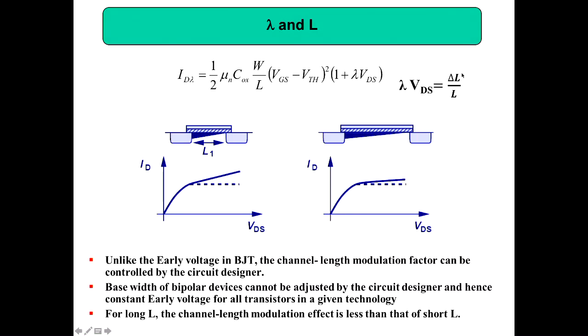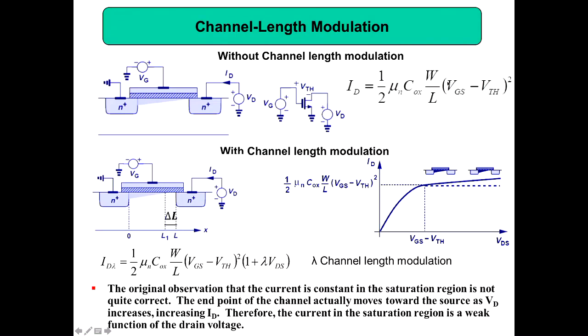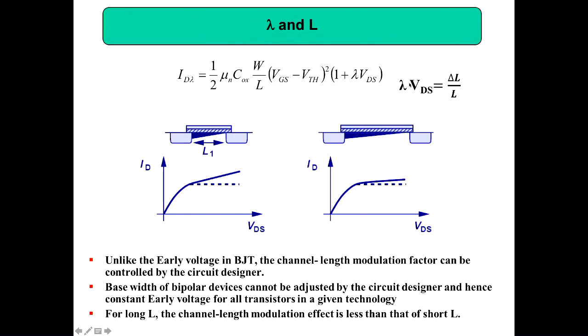If your delta L is equal to 0, you don't have any pinch off. If delta L is equal to 0, then your lambda is equal to 0, so you don't have this term. And this is the channel length modulation. But now we are going to compare. Unlike the early voltage in BJT, the channel length modulation factor can be controlled by the circuit designer. So what do you mean by controlling by a circuit designer?